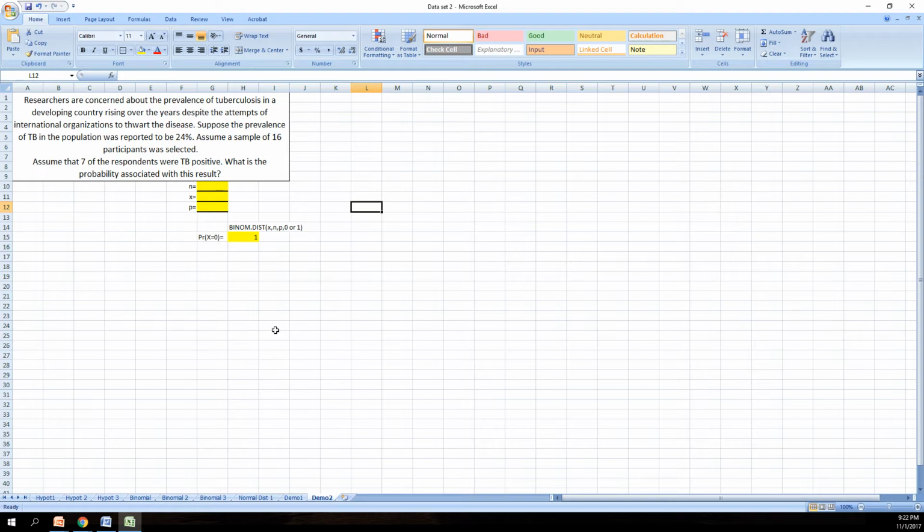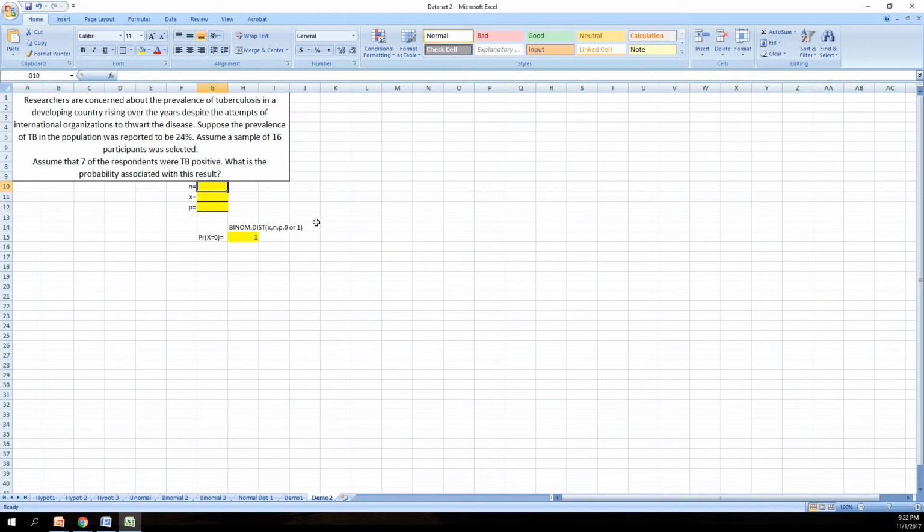For the second demo, we have another question where we're going to be using a binomial distribution equation. Researchers are concerned about the prevalence of tuberculosis in a developing country rising over the years despite the attempts of international organizations to thwart the disease. Suppose the prevalence of TB in the population is reported to be 24%. Assume a sample of 16 participants was selected. The question states, assume that 7 of the respondents are TB positive. What is the probability associated with this result?